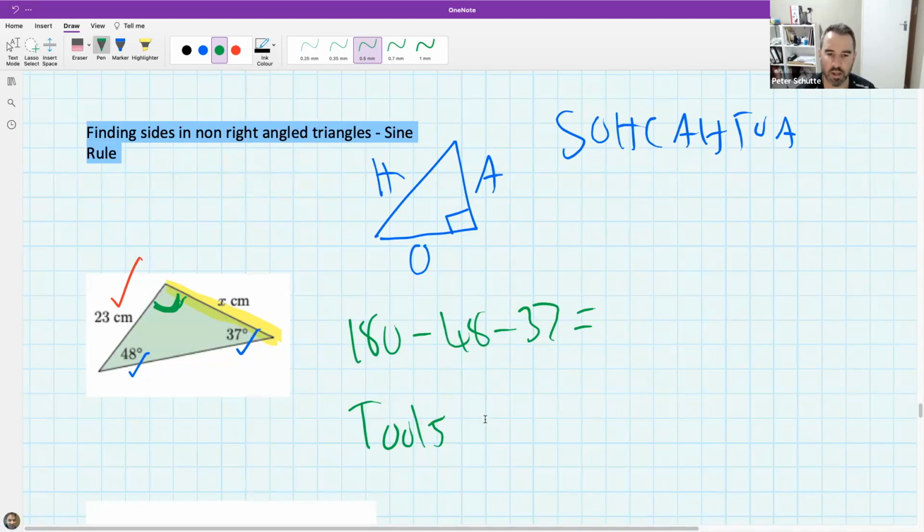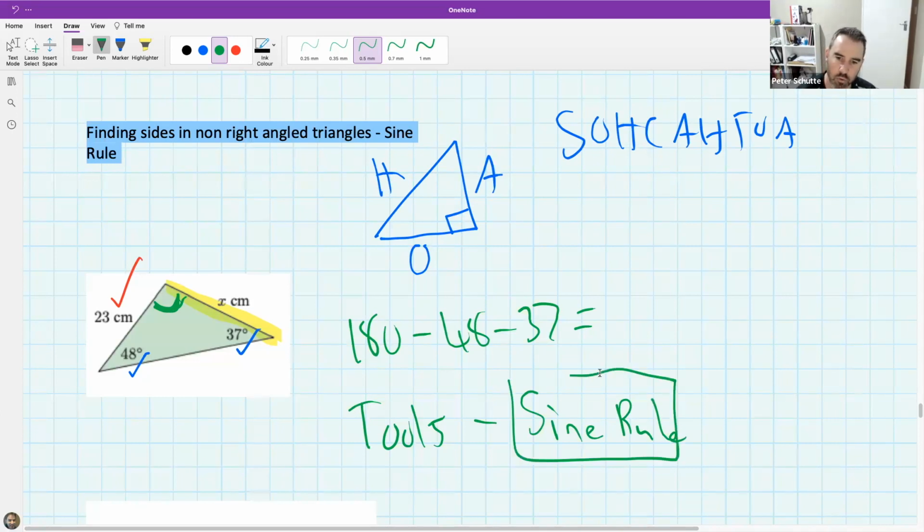And so what I'm going to introduce to you in the next lesson is something called the sine rule. The sine rule lets you solve for angles and sides in non-right angle triangles when you're given certain pieces of information. Okay, and so that is a preview of the next lesson where we're going.